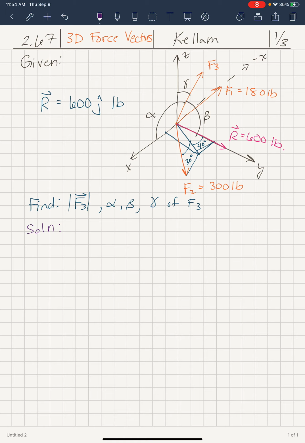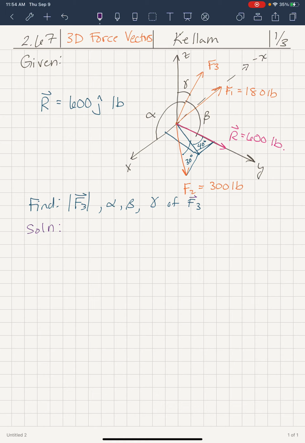F2, we know the direction of. They give us the transverse and azimuth angles. And then they tell us in the words that R is 600 pounds along the positive y-axis. They want us to find F3, and they want us to tell them the magnitude and the coordinate direction angles of F3.